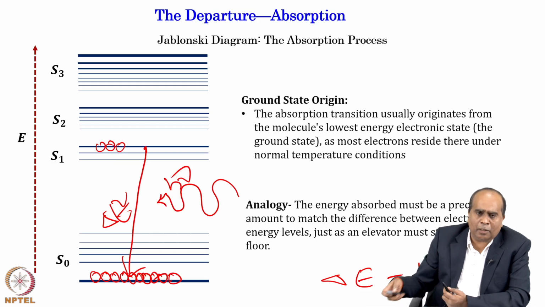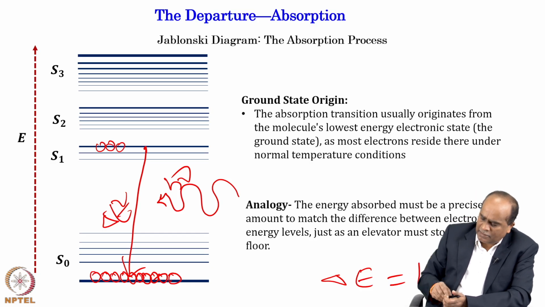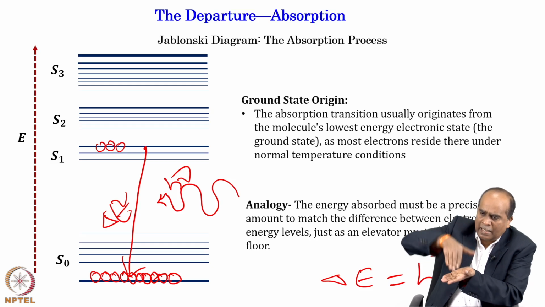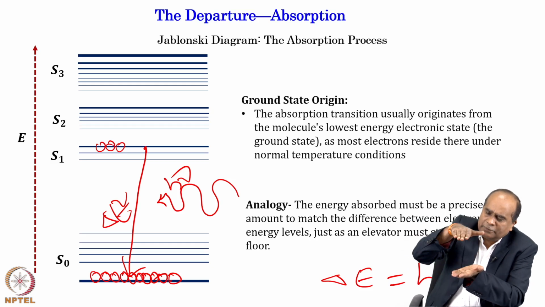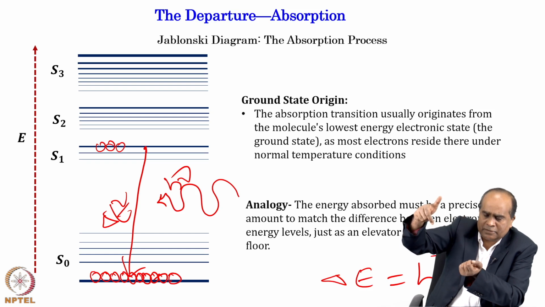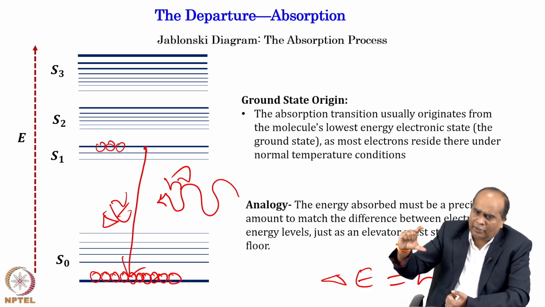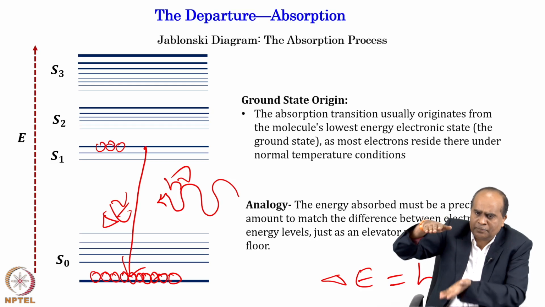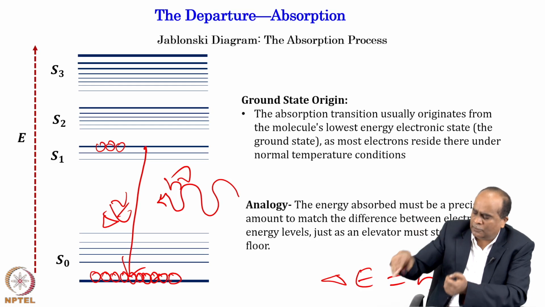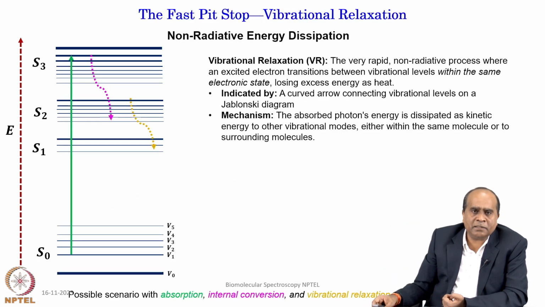We can have an analogy: the energy absorbed must be a precise amount to match the difference between electronic states, like we were discussing about the elevator, or when you are climbing stairs. If you put your foot up this much only, then you go to the next step, otherwise if you are somewhere in between, you will fall down, you will not go. Your effort to put your foot up should be equal to the height of those stairs, right.